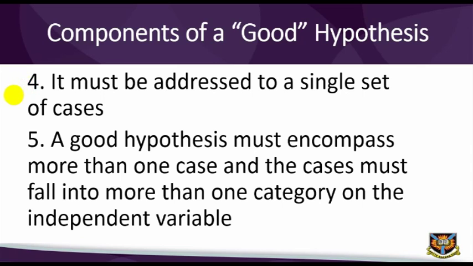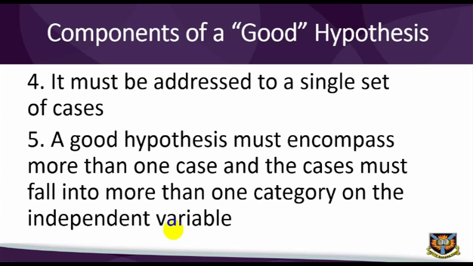5. A good hypothesis must encompass more than one case, and the cases must fall into more than one category on the independent variable. E.g., the hypothesis "the rise of Hitler in Germany altered the course of world history" is a good hypothesis that cannot be tested comparatively. Obviously, we cannot compare several worlds where Hitler rose. Chapman, 1995, page 47. Note that a variable may be independent in some hypotheses and dependent in others.